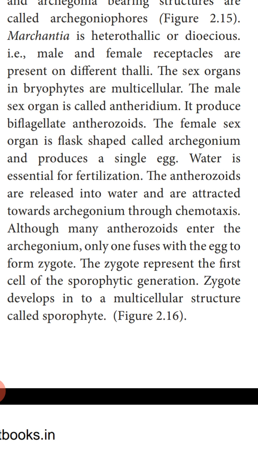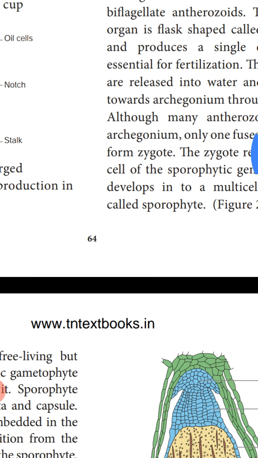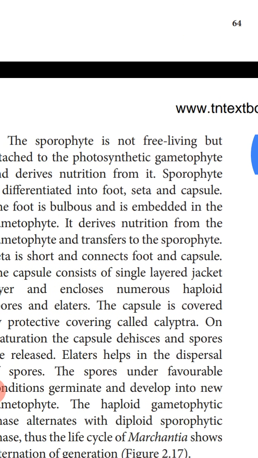The zygote develops into a multicellular structure that is called the sporophyte. Already we have studied this. So here the male gamete antherozoids will fuse with the female gamete egg, and they will produce a diploid structure that is called the sporophyte. The sporophyte is a diploid structure.